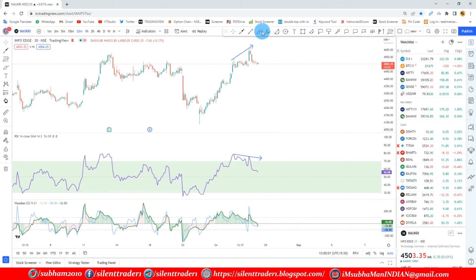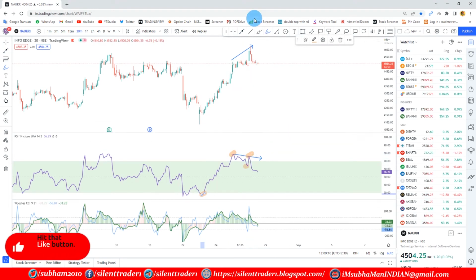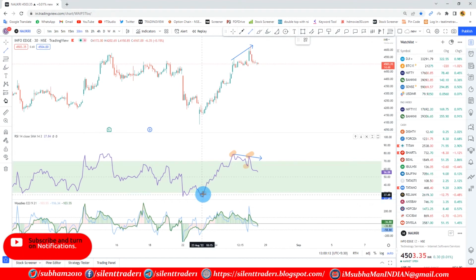RSI 14 showing two major hooks above 70 parameters and the direction is negative. Find out the middle point of this two hooks of RSI. Now draw a line including that middle point to find out the RSI crossover point.